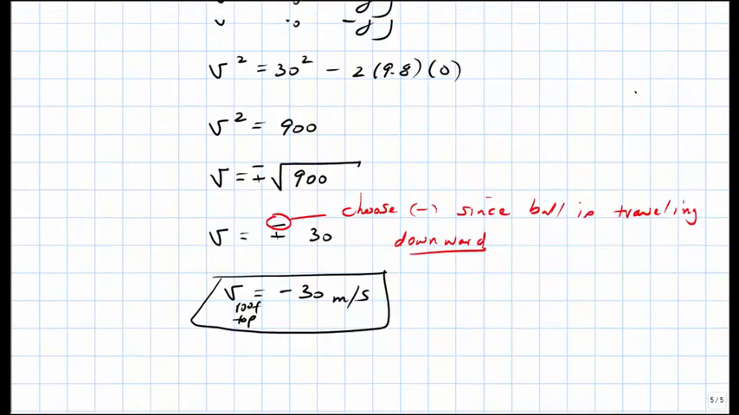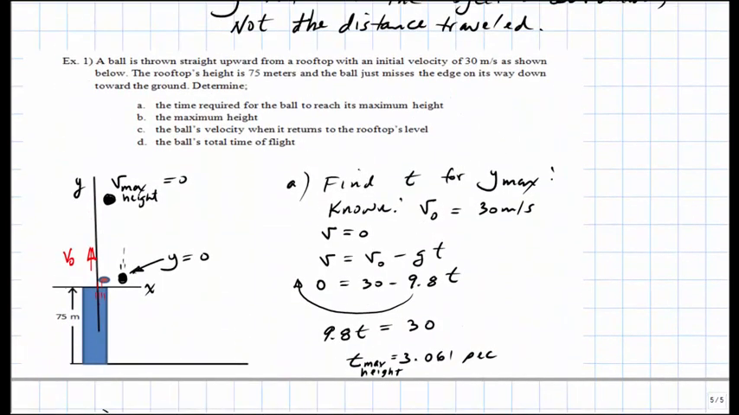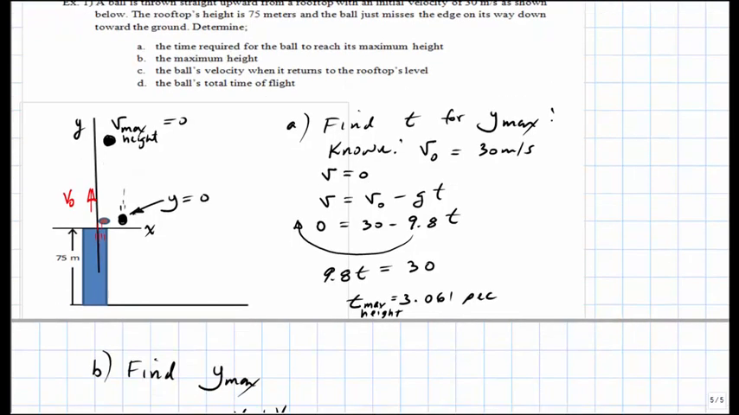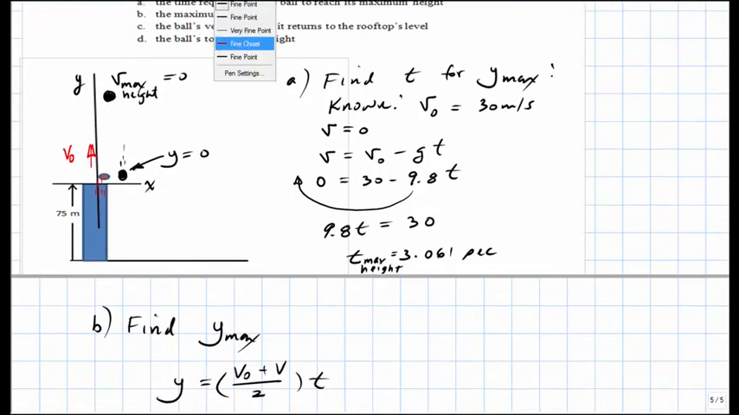Let's take a look at part D now. In part D, we're asked to determine the ball's total time of flight. So in other words, we want to know how much time has elapsed between the initial point and the time when the ball returns to the ground. Now, we're going to draw the ball now at that location.